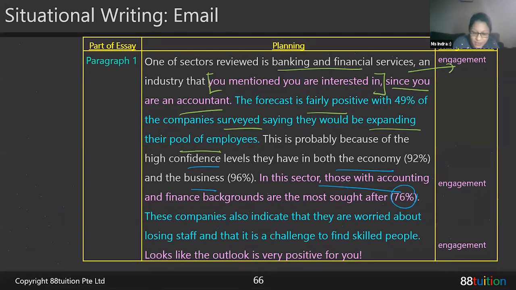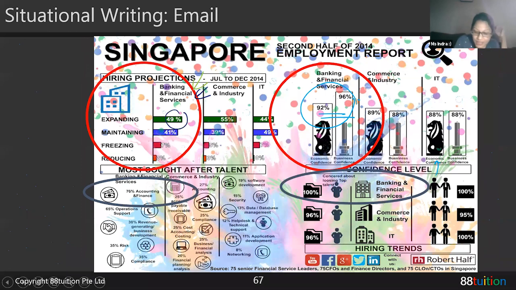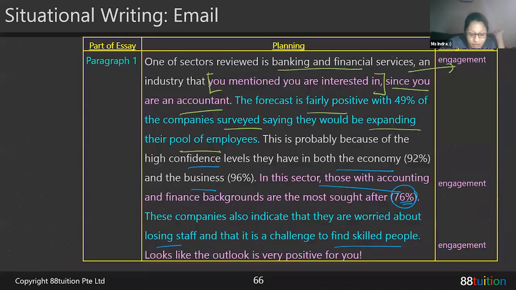Okay, at 76%. These companies also indicate that they are worried about losing staff and there is a challenge to find skilled people. Over here, it's over here. And I know that there's a slight error in the employment survey. We couldn't really change this because it's prepared, but please take note, losing is L-O-S-I-N-G. That's why we've corrected the spelling over here, right? Losing staff, and that is a challenge to find skilled people.